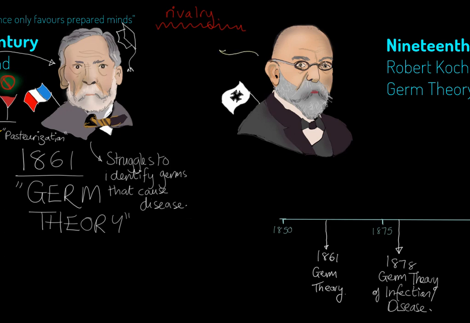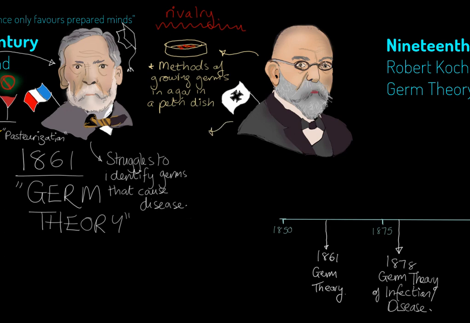One is that he develops a method of growing germs in agar in a petri dish. So that makes them easier to sort of isolate and identify. So that's important. The other technique that he develops is the staining of germs with industrial dyes.